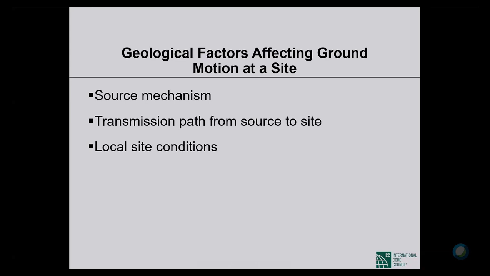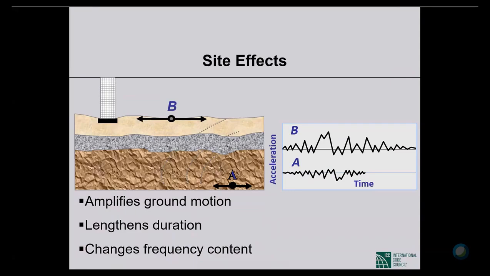Then transmission path from source to site. Are the seismic waves coming through rock from the source to your site? Are they coming through alluvium? Are they coming through mud? This will play a significant role. And then local site condition. Do you have rock where you are on the surface, or is there a deep soil deposit overlying rock? Because soil overlying rock can magnify ground motion. That is very important, as you will see in some detail.